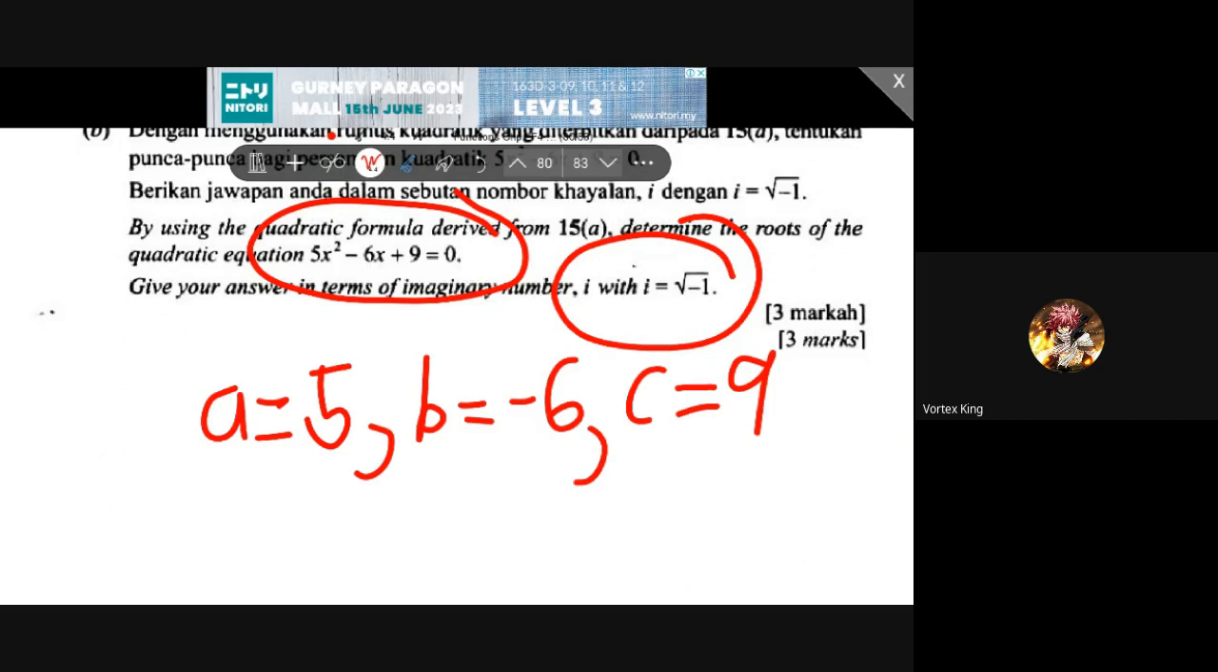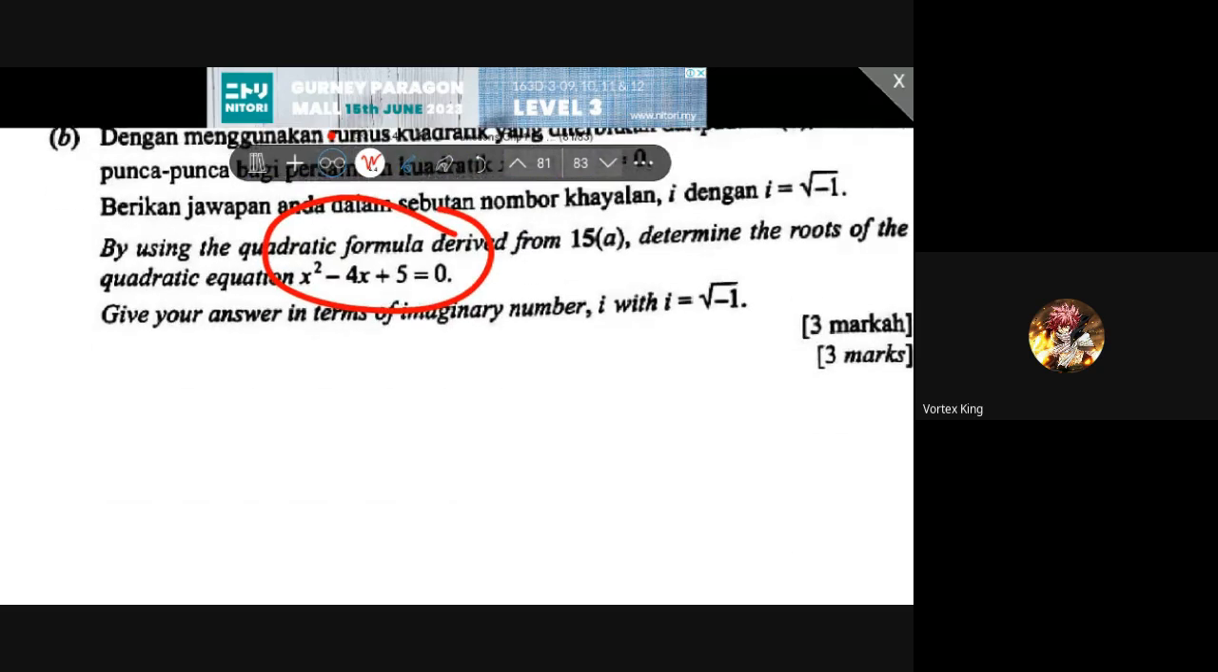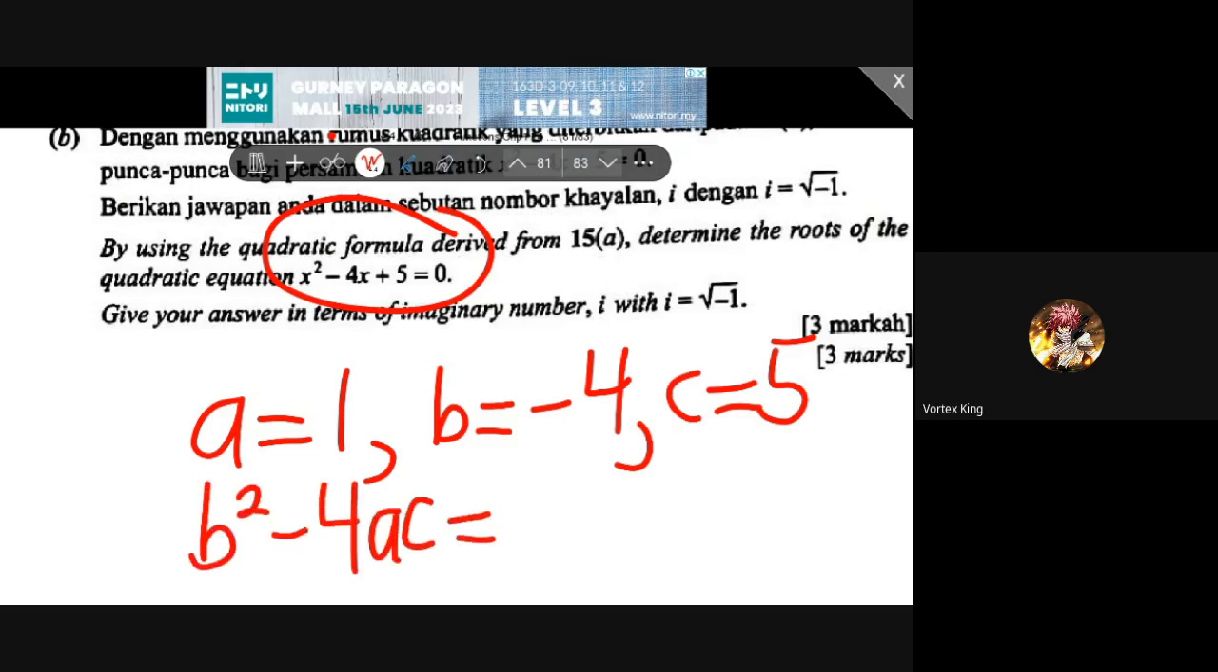Sama juga. I want to go to another question. Never mind, we do this one. Baru equation nampak berlainan sikit. Tak apa, kita abaikan tu sebab macam sama saja. Okay, A is 1, B is negative 4, C is 5. Soalan sama jenis saja. Same type. Okay, so try calculating B square minus 4AC. What do you get? Kamu dapat apa kat sini?